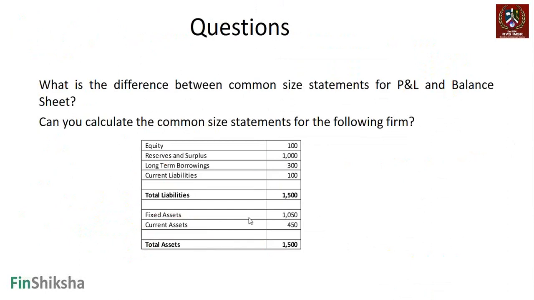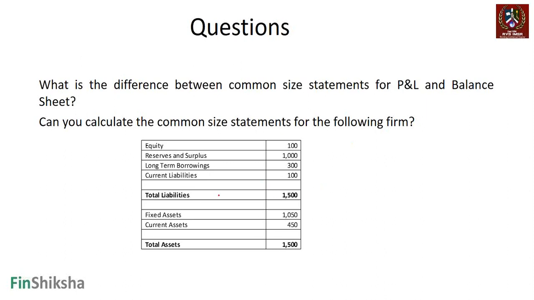That basically brings us close to the end of this particular session. A couple of questions as we end this section. What is the difference between common size statements for P&L and the balance sheet? Is there any difference? And can you calculate the common size statements for the following firm?